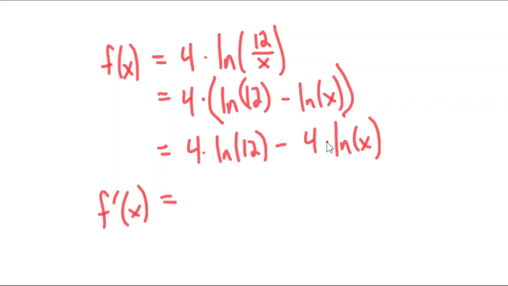So then what's the derivative of this? Well, the derivative is going to be 4 times 1 over x, right? Or 4 over x, and we have a minus in front of it. So this is really negative 4 over x. Okay, again, the derivative of this part is 0. The derivative of 4 ln of x is just 4 times 1 over x, or 4 over x, and we still have the minus in front of it. So it's negative 4 over x.